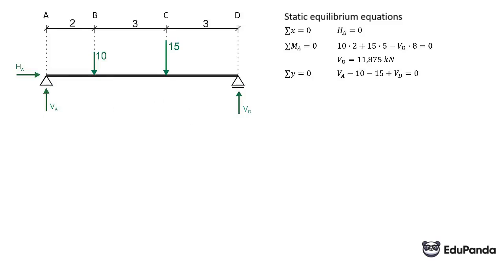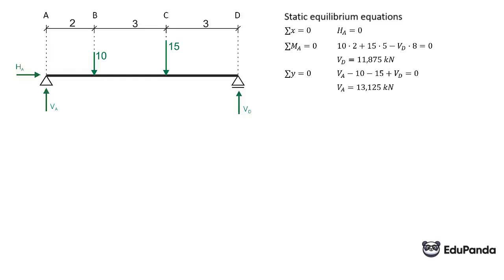So V upwards is positive, 10 downwards, the direction is downwards, so it is minus 10, minus 15, VD upwards, that is, plus VD. We have calculated VD, so we substitute it into the equation and calculate VA, which amounts to 13.125 kilonewtons. So we have calculated the support reactions, which means we can now divide the beam into segments, as indicated in the drawing.